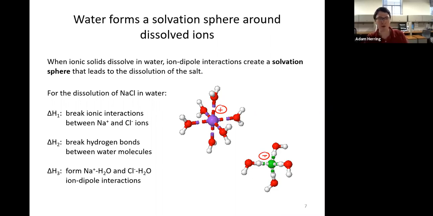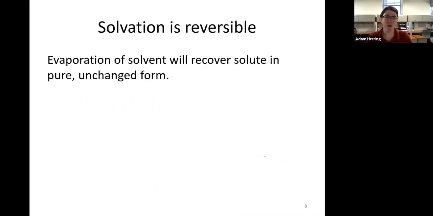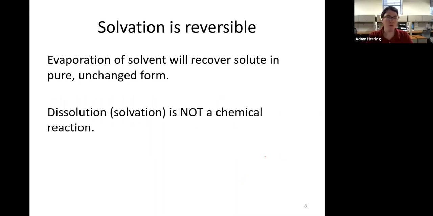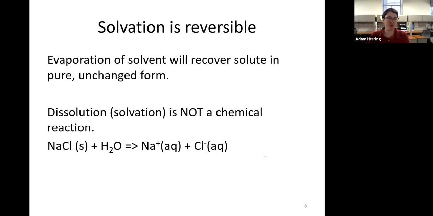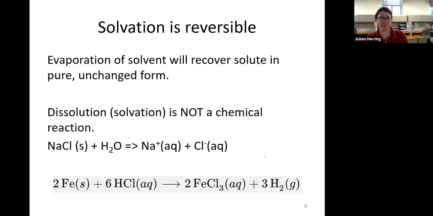Let's talk a little bit more about some properties of solvation. Solvation is a reversible process. If you were to evaporate a solvent, this would obtain back the solute in a pure, unchanged form. So what we see then is that the solvation process, or dissolution, is not a chemical reaction, but a physical process. For example, if we dissolve sodium chloride in water, we obtain solvated sodium ions and solvated chloride ions.